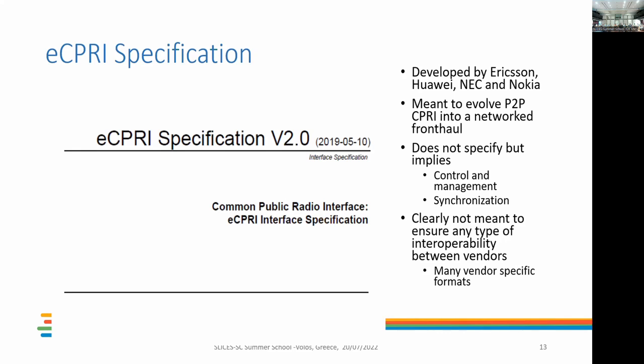Now, what's interesting is that what they did here is they meant to evolve the point-to-point protocol of CPRI into a network somehow. So from a network architecture view, this is an interesting thing. It does not specify, but it actually implies some form of control and management and some form of synchronization. They don't do the specification. And it's clearly not meant to ensure any type of interoperability between vendors because of the vendor specific extensions.